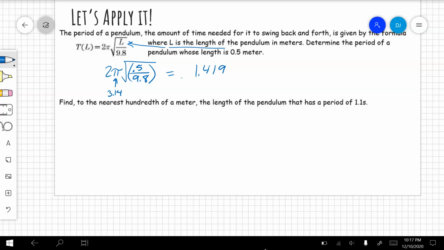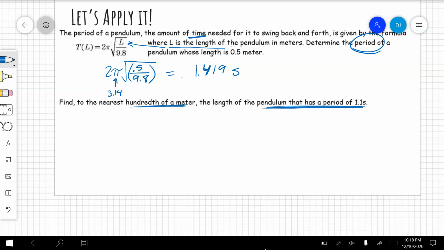Okay, and that is going to take us seconds, because it says determine the period, and we know that the period is going to be in time. It doesn't say anything about seconds, but think about it. It's not going to be 1.4 minutes, it's about 1.4 seconds. Now, to the nearest hundredth of a meter, the length of the pendulum has a period of 1.1 seconds.